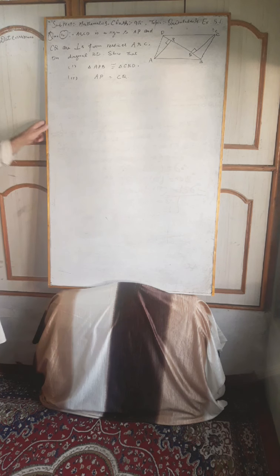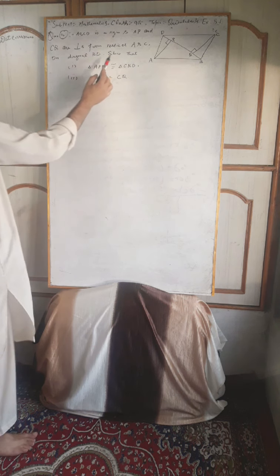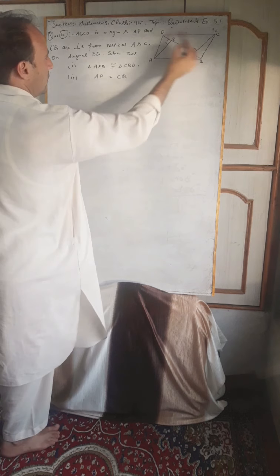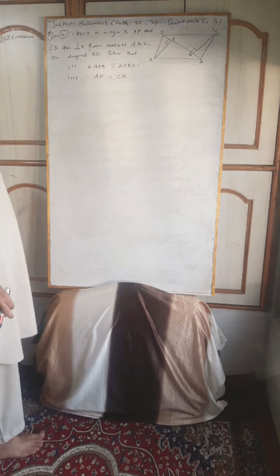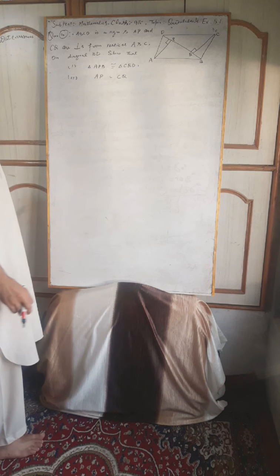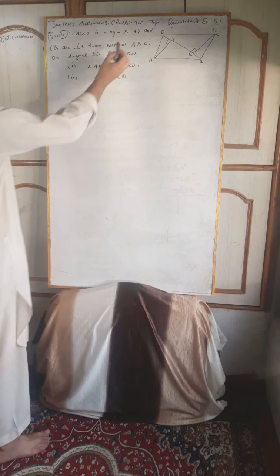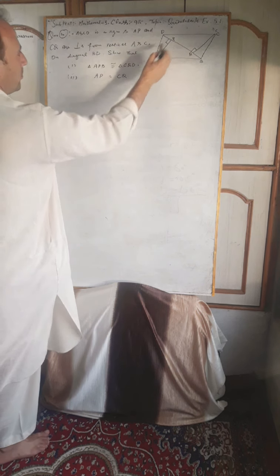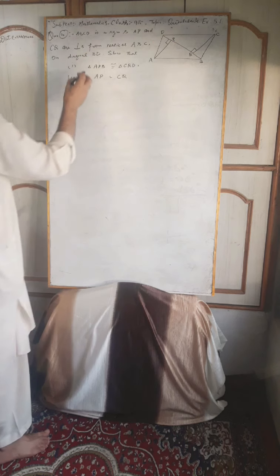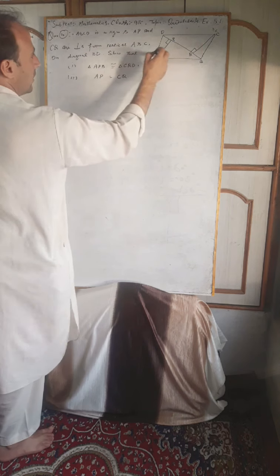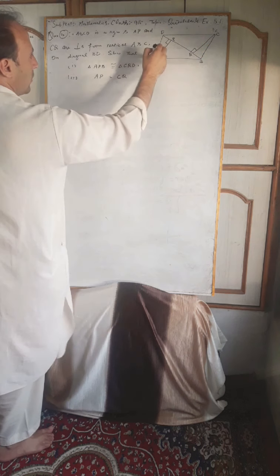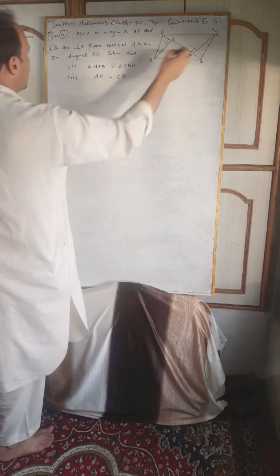Dear students, today we are going to solve question number 10 of exercise 8.1. The question is: ABCD is a parallelogram. In the figure we are given ABCD. It is given to be a parallelogram, and a parallelogram, as we know, is a quadrilateral in which the opposite sides are parallel and equal. And AP and CQ are perpendiculars from the vertices A and C on the diagonal BD.